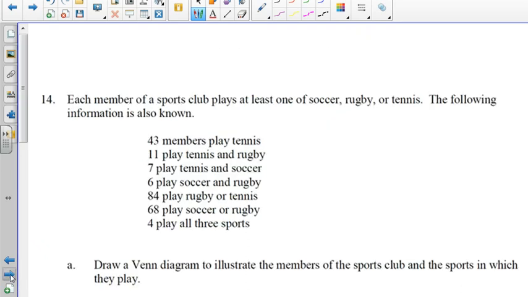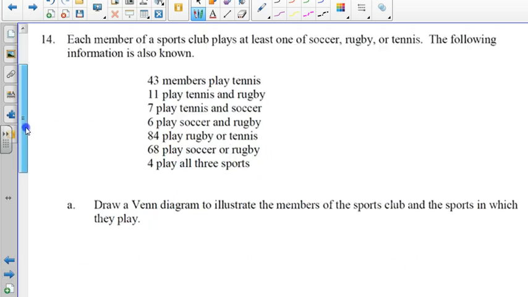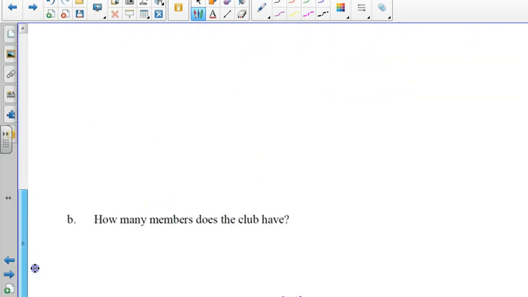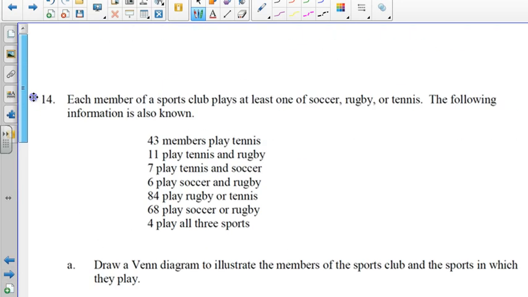Each member of a sports club plays at least one of soccer, rugby, or tennis. The following information is also known. Draw a Venn diagram to illustrate the members of the sports club and the sports that they play. I don't want to do this. All right, I'm just gonna do this up here.